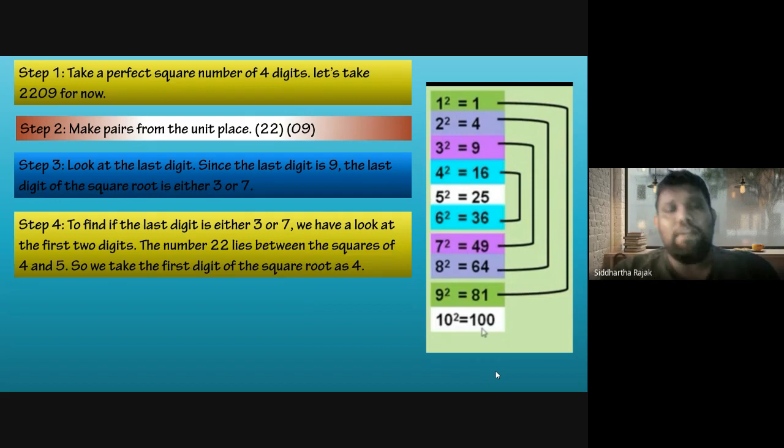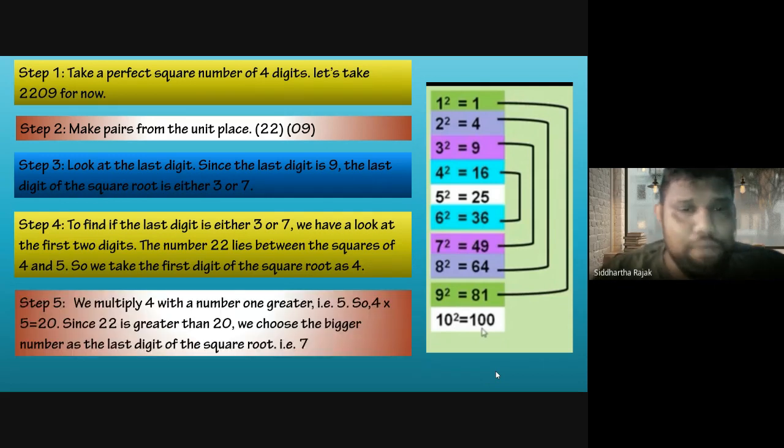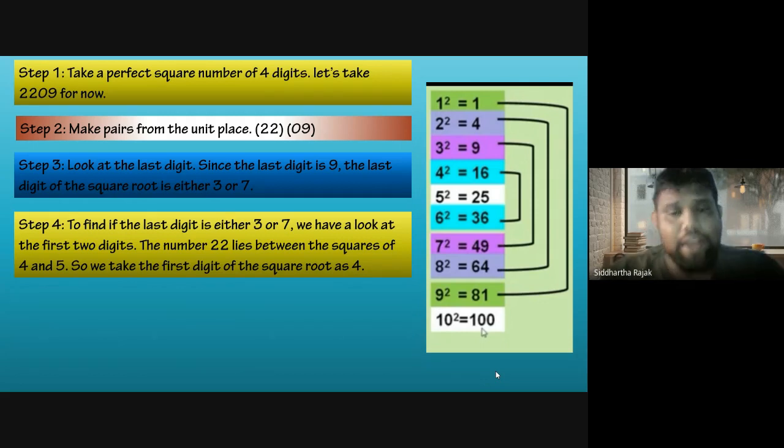If the number is between 16 and 25, we have to choose the smaller number, which is always 16, right? 16 is the smaller number amongst 16 and 25. So you always choose 16 and you take the square root of that, which is 4. So we can be sure that the first digit of the square root will be 4. So our number is either going to be 43 or 47, right? The first digit is 4 for sure, and the last digit is 3 or 7.